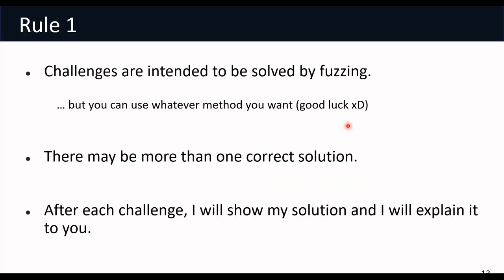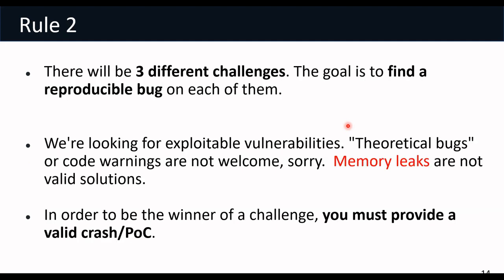And now, rule number 1. Challenges are intended to be solved by fuzzing. What does it mean? You can use whatever method you want, but all the challenges are intended to be solved by fuzzing, and if you try other methods, it's probably going to be quite hard. There may be more than one correct solution. After each challenge, I will show my solution and give you a brief explanation about what I did and how I solved it.